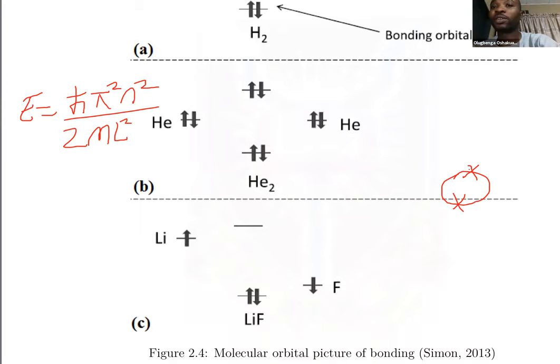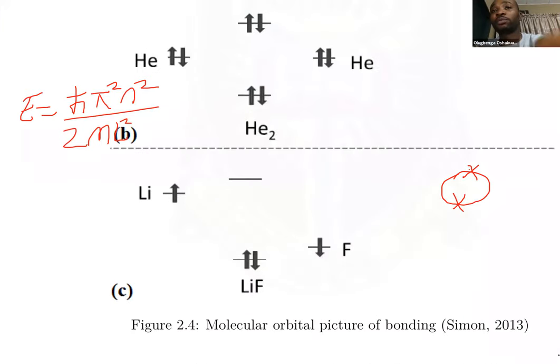So let's talk about another example, which considers the lithium atom and the fluorine atom. You'll notice, unlike the hydrogen and helium, where the energy levels of their individual atoms appear to be on the same level, for lithium, you can see it is higher than that of fluorine.